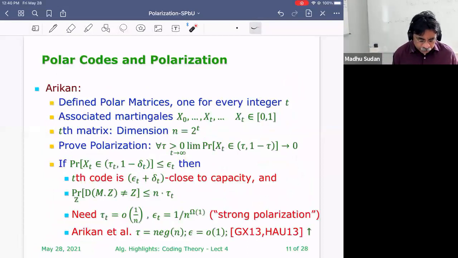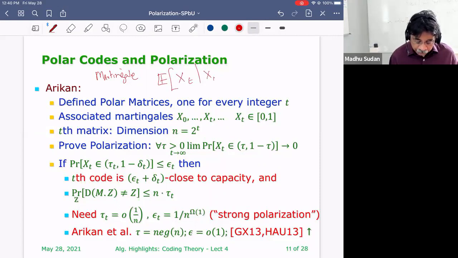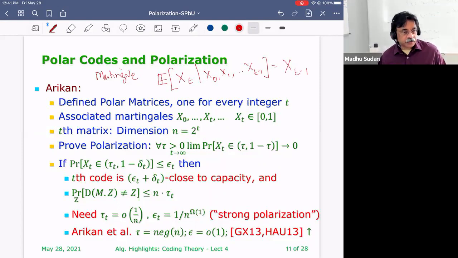So Arikan, what he did was he defined these things, and then he said, well, there's some underlying notion called a martingale. In case you haven't seen this notion, a martingale is just a sequence of random variables, x0 to xt and so on, which has the feature that the expectation of xt, conditioned on all the past, x0, x1, up to xt minus 1, is exactly xt minus 1. That's what we call a martingale.